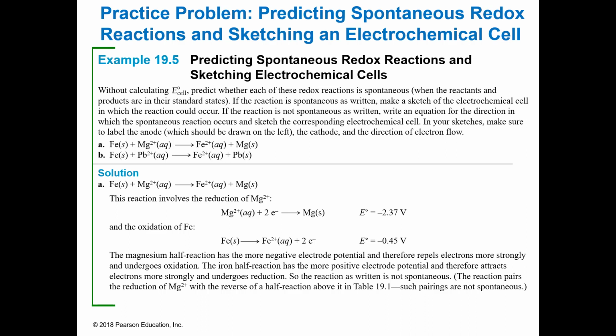All right, so let's talk about it again. Look up the standard reduction potential for magnesium 2 positive. It's a negative 2.37. We looked up the standard reduction potential for iron 2 positive. We want the reverse of that reaction, so we change the sign and say iron's being oxidized. It's a negative 0.45 volts. And so when we add these two together, we get a negative value, therefore non-spontaneous. Delta G will be positive for this reaction.